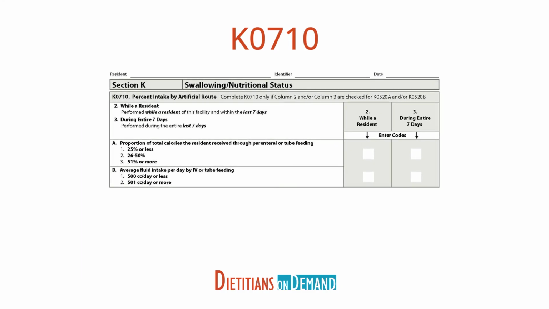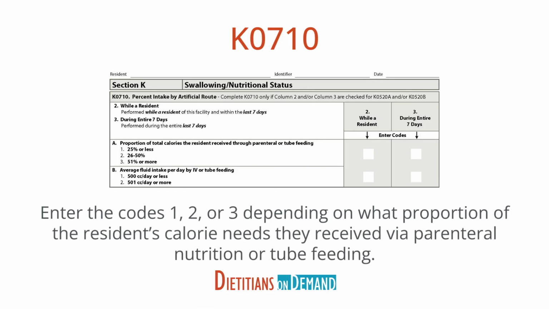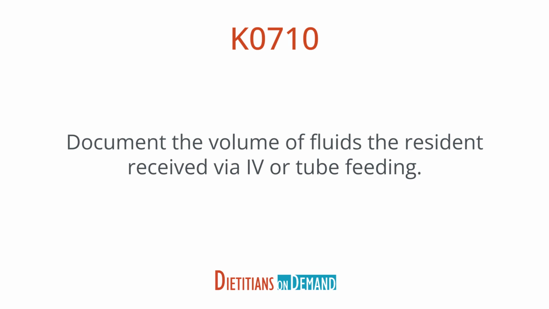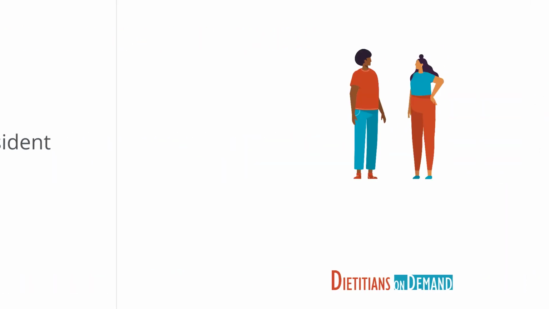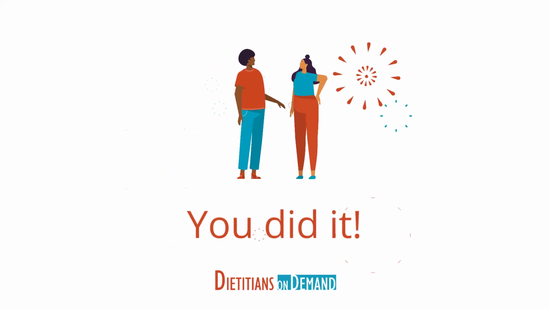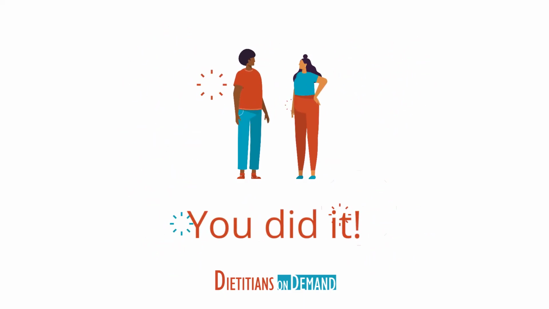In the chart, you will choose to enter the codes 1, 2, or 3, depending on what proportion of the resident's calorie needs they received via parenteral nutrition or tube feeding. Next, you will document the volume of fluids the resident received via IV or tube feeding. And that's it. Once you get the hang of it, the MDS isn't challenging to complete.